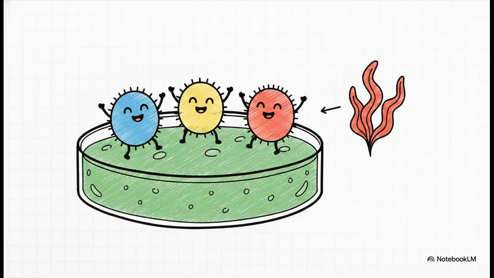But what if we don't want them just swimming around in liquid broth? To create solid surfaces for growth, like what you see inside Petri dishes, we use agar.